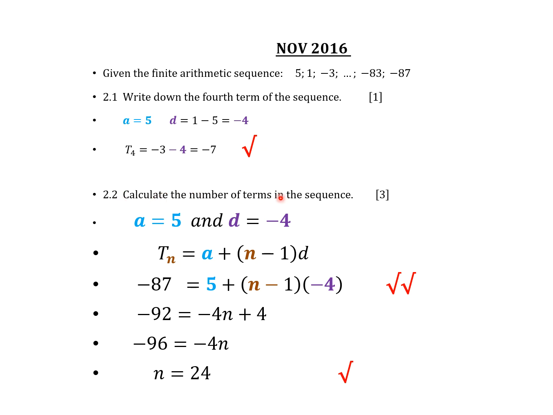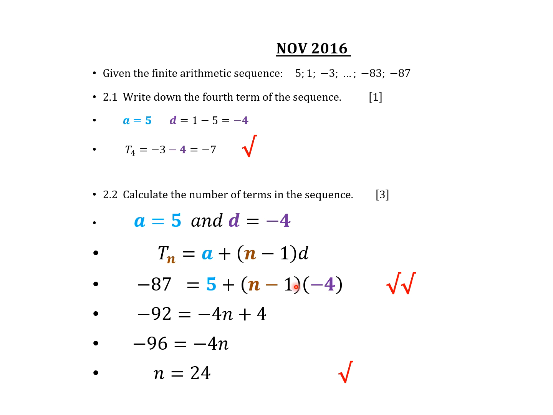2.2, calculate the number of terms in the sequence. Now we're looking at the last term being negative 87, so Tn is negative 87. A was 5, D was negative 4, but we want n. If I take 5 over, minus 87 minus 5 gives me minus 92. Minus 4 times n gives me negative 4n.